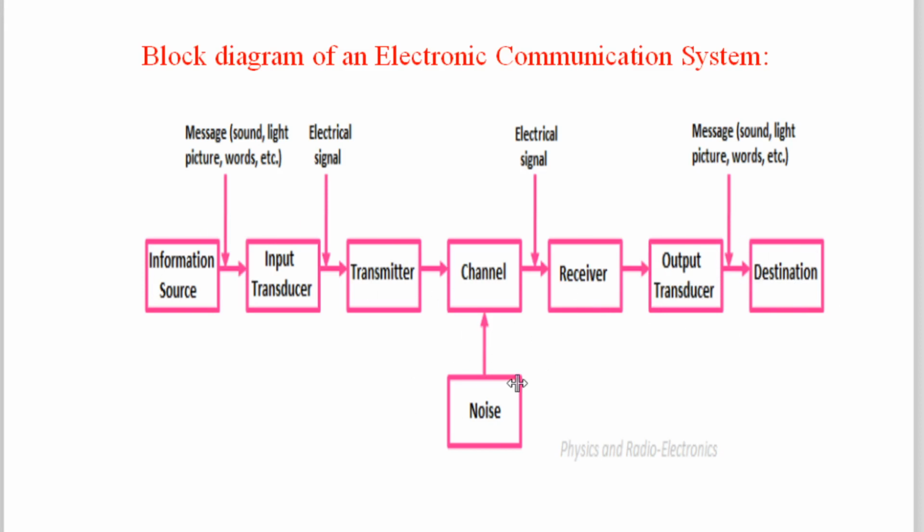But in between, you can observe this particular portion, which is called noise. Noise is introduced into the communication channel, whatever the communication channel it is, which we are going to study in detail. We cannot stop the noise, but we can minimize it. Now let us proceed one by one and understand each block in detail. This is a general block diagram of electronic communication system.